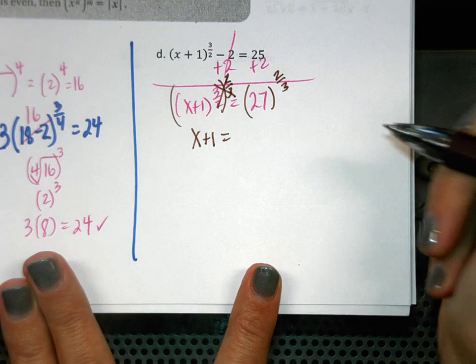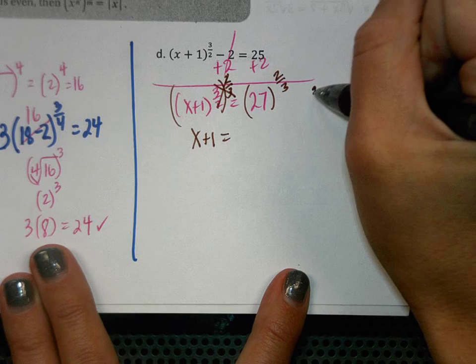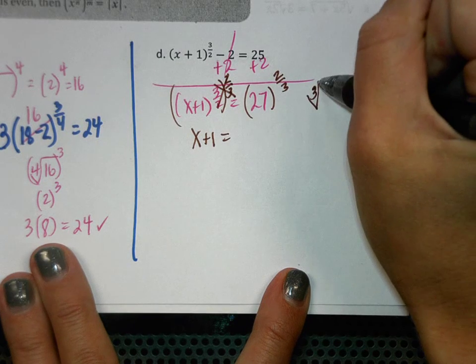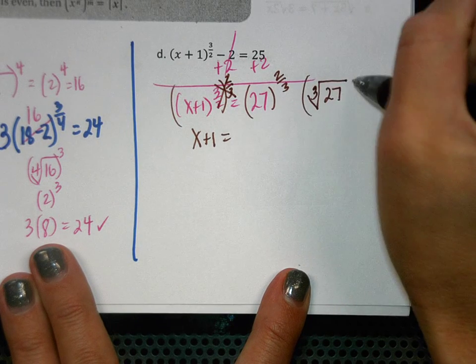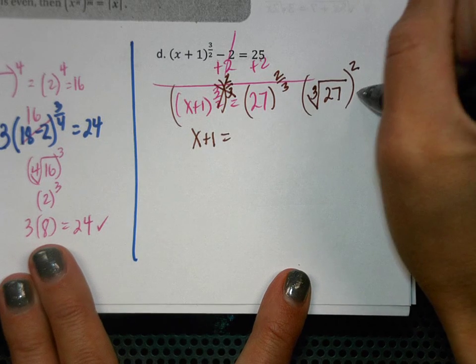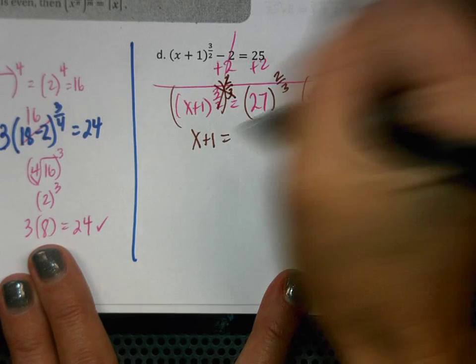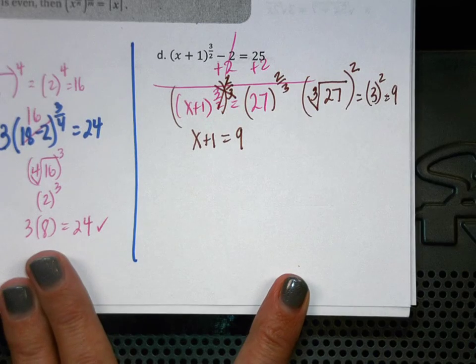So I end up with x plus 1 equals, and I'm going to simplify 27 to the 2/3. How will I write that? Cubed root of 27, and I get that answer and I square it. What is the cubed root of 27? 3. And 3 squared is 9. So that means down here this is 9. From there, what do I do?